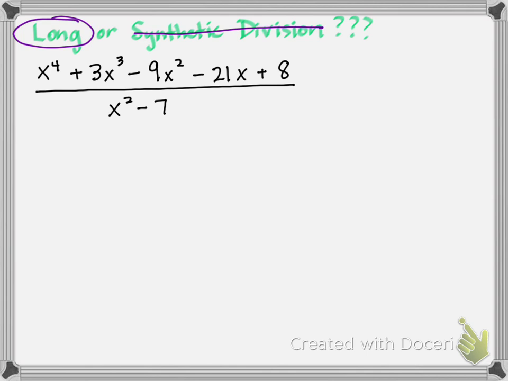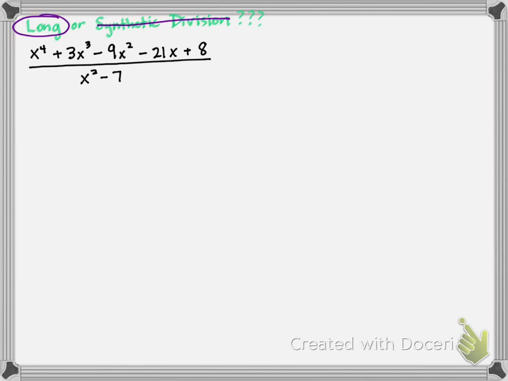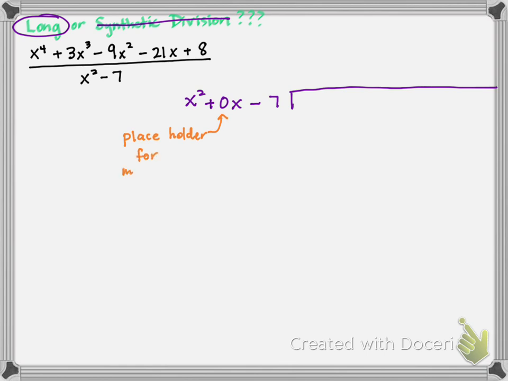So let's set up our long division of this problem, and then let's get started. So we know we have x squared, but there's no x term, so I have to put plus 0 times x minus 7. This is known, again, as a placeholder. I've mentioned this before, so let's write this. If I don't have a term, I use the placeholder for that term. So, placeholder for missing terms.